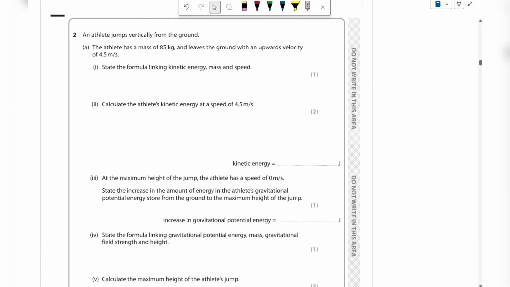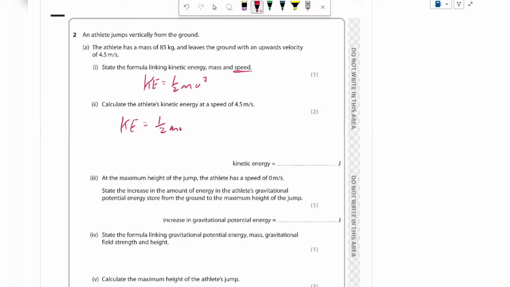Okay, question 2, an athlete, a sort of mechanics question. So what we've got, kinetic energy equals half mv squared. I strongly suggest in the exam you don't use the shorthands like I have. You write this out in full. If you forget that speed should be v for velocity, you might lose a mark there very easily. So I really do suggest you write those out in full.